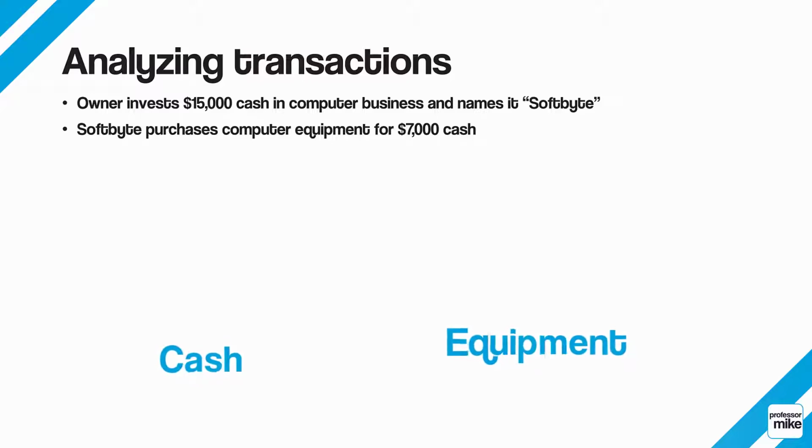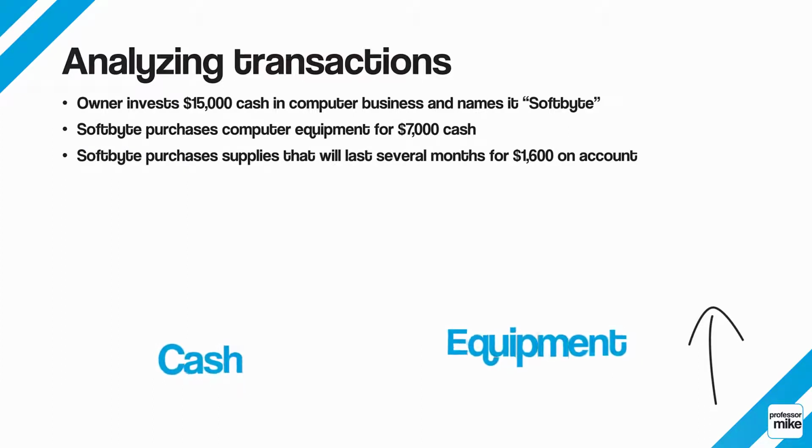And that final question, are they going up or down? Now, in the first transaction, $15,000 in cash, cash went up. Owner's equity went up. Those two accounts were going up. In this case, equipment and cash are both assets. So if one's going up, the other has to be going down. So cash is actually going to be going down because we're giving cash and we're receiving computer equipment. Computer equipment is going to be going up.